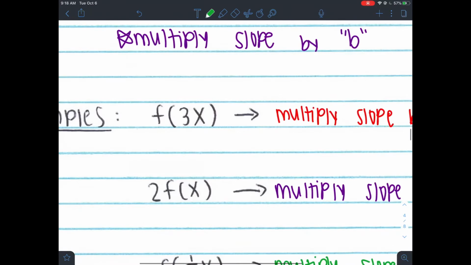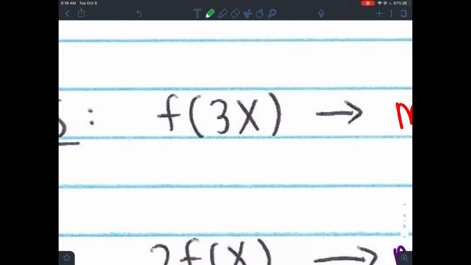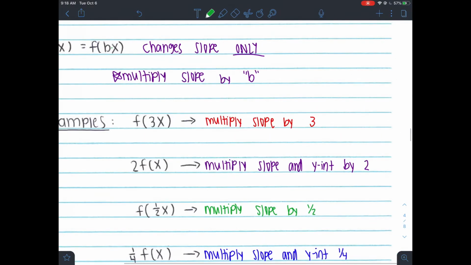Okay, so let's do some examples here. Here I have f of 3x. The 3 is on the inside, and I know this is multiplication, I just don't write that multiplication sign. So the 3 is directly attached and being multiplied. So I know there's multiplication involved. The question is, am I going to multiply it to just the slope or the slope and the y-intercept? Well, you would multiply it to just the slope only, because it's on the inside, so it's more concentrated on the inside. So you're going to multiply the slope by 3.